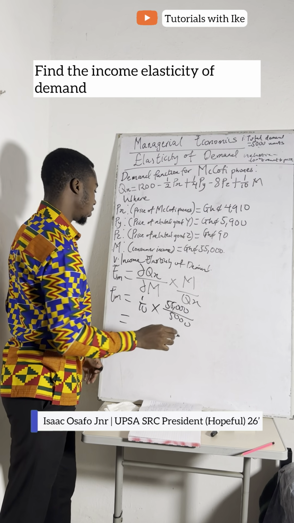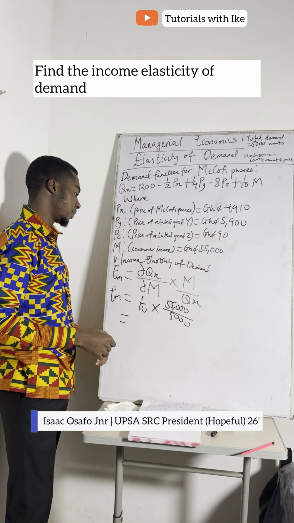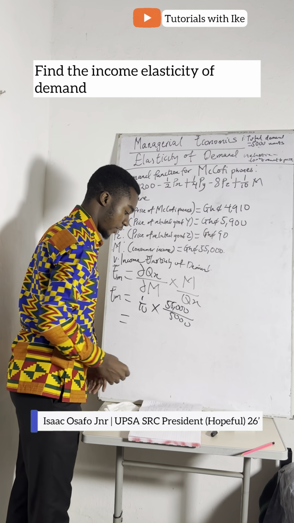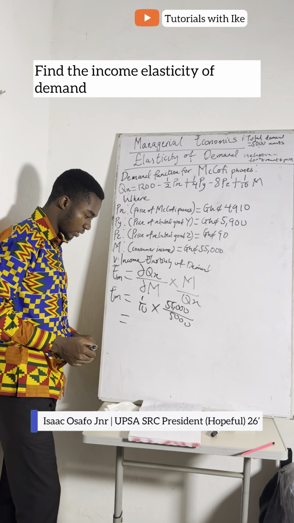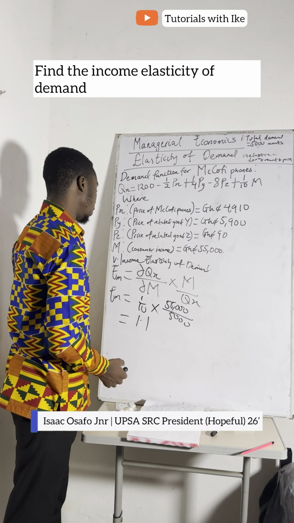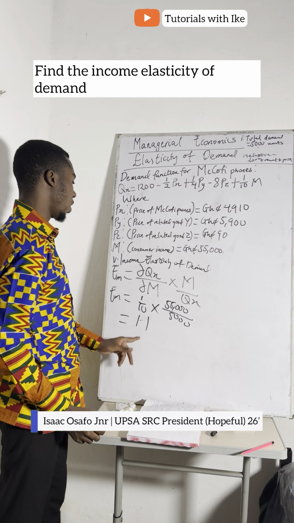So now when we punch this on the calculator, 1 over 10 is the same as 0.1. So you can make it 0.1 times 55,000 over 5,000. And we should be getting 1.1, right? 1.1. So now we've got our income elasticity of demand to be 1.1.